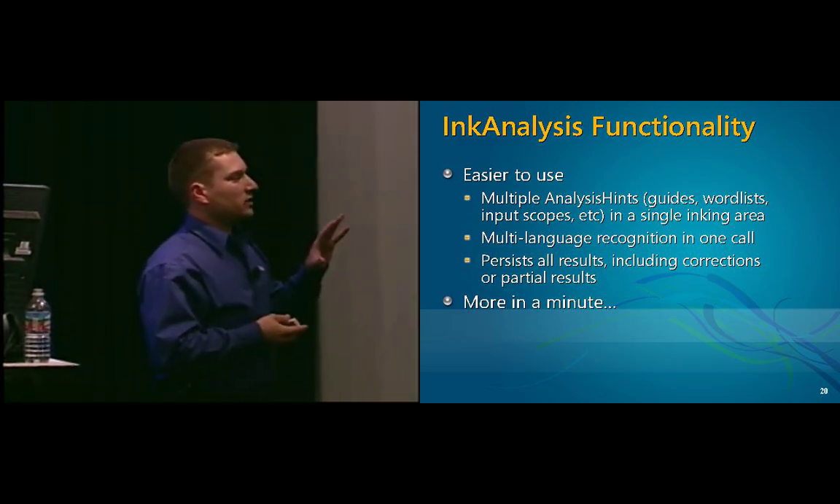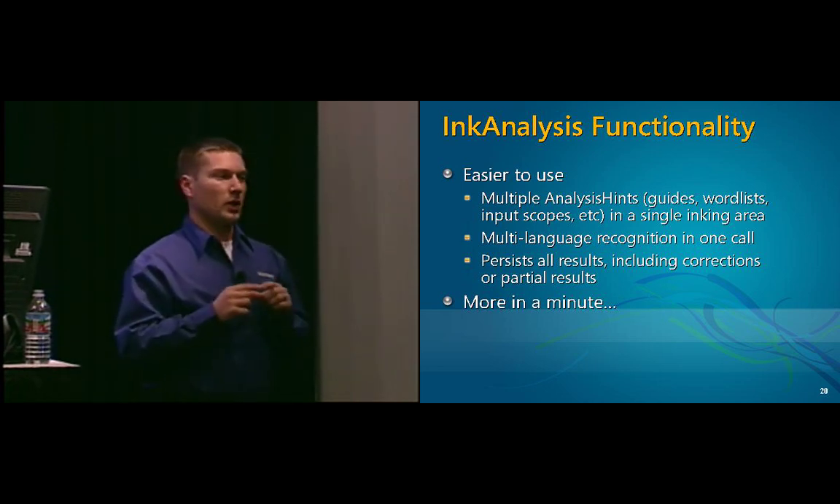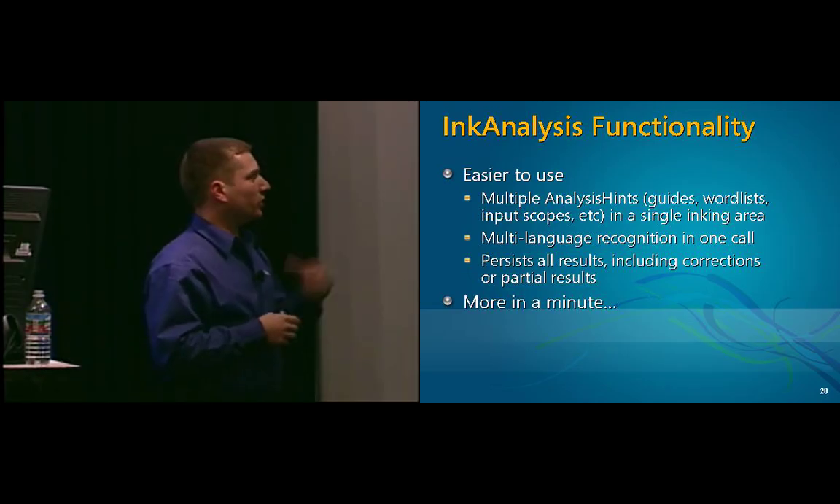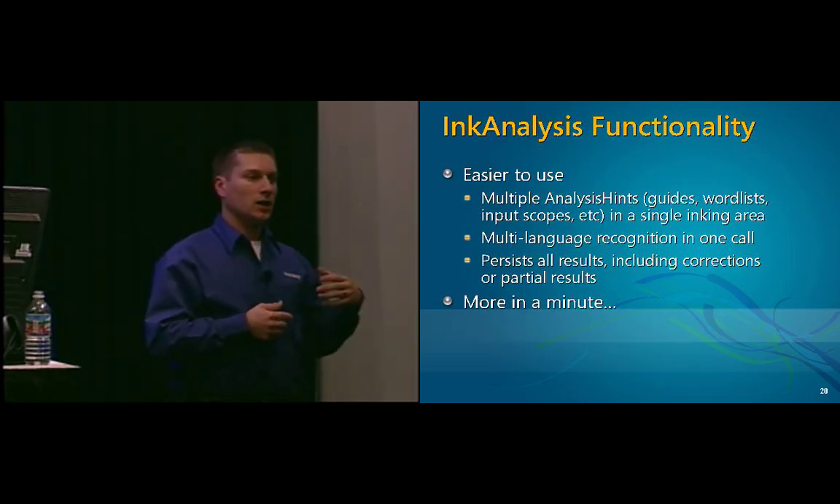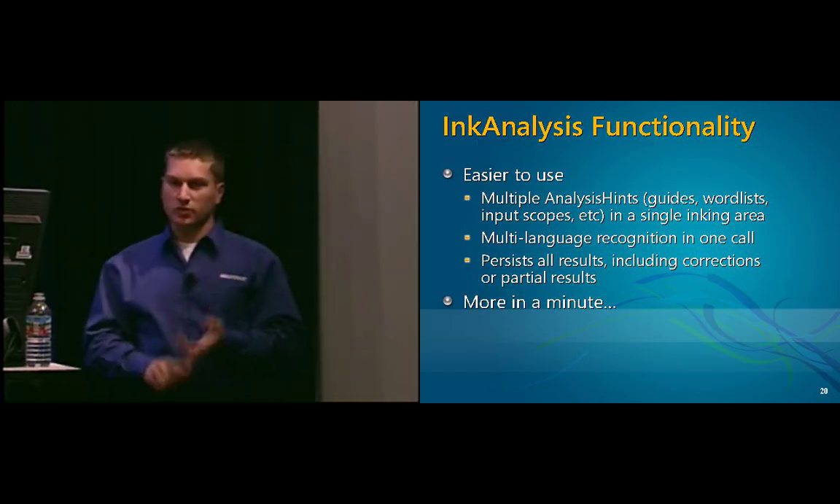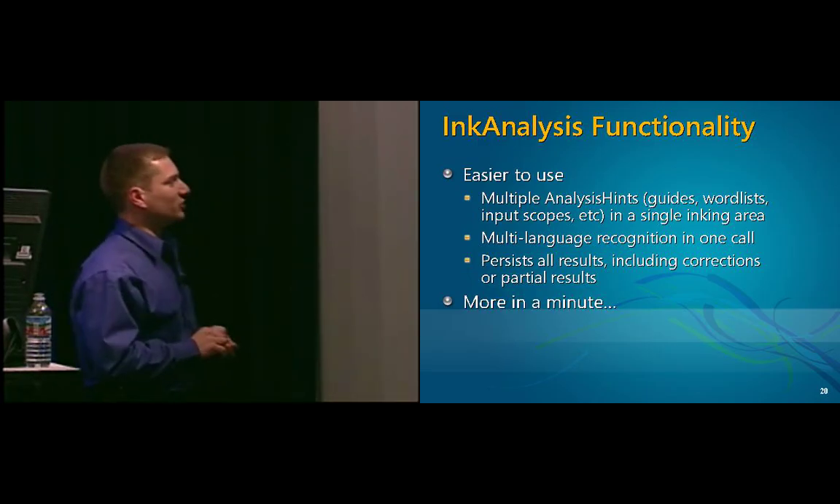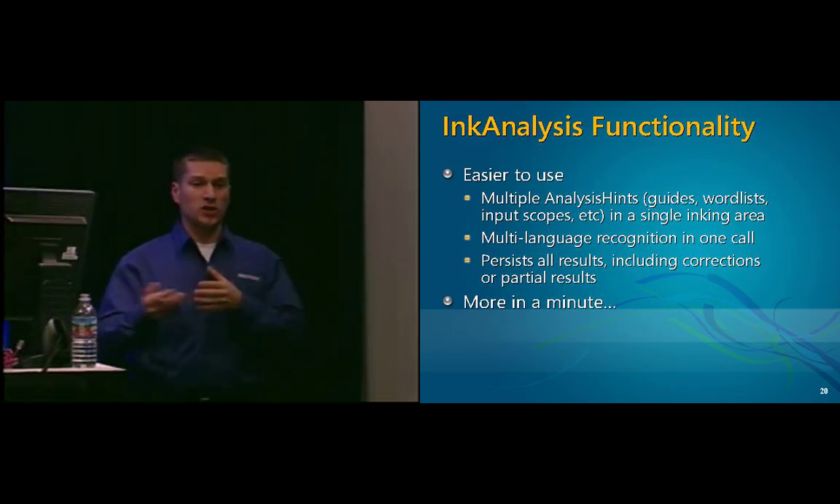So with ink analysis, we now support the ability to, within a single instance, define multiple areas of expected input. We just simply call these analysis hints. These analysis hint objects take guide objects, word lists, input scopes, or factoids, depending on which terminology you'd like to use there. They both mean the same thing, and it allows you to define multiple ones on the page.